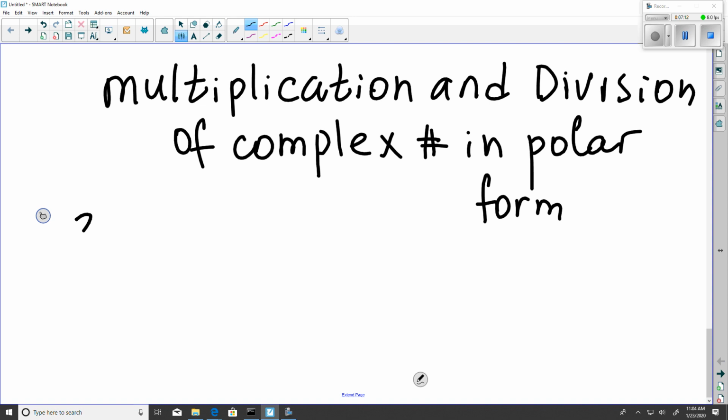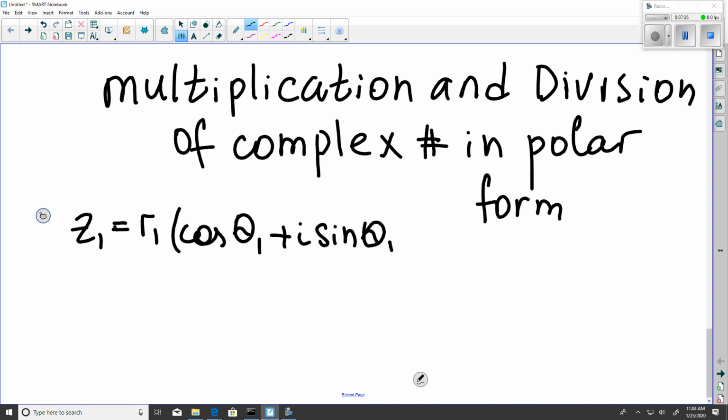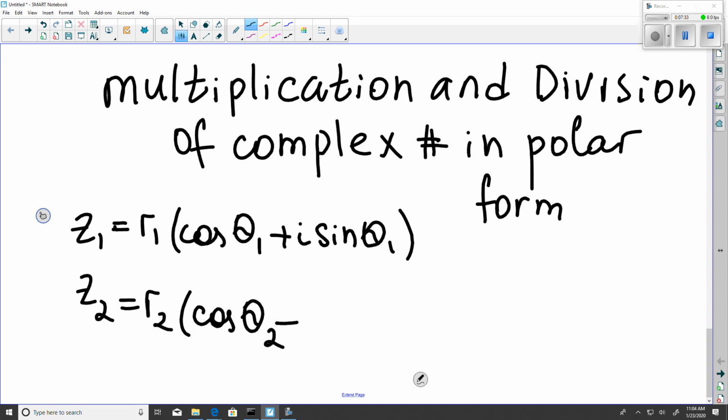Okay, let's say two numbers are given. Z1 is given in the form of R1, where R1 is a modulus, cosine theta 1 plus I sine theta 1. And Z2 will be given in the form R2 cosine some different angle, theta 2, plus I sine theta 2. Write this down, and I will give you two formulas, how to multiply and how to divide numbers in polar form.